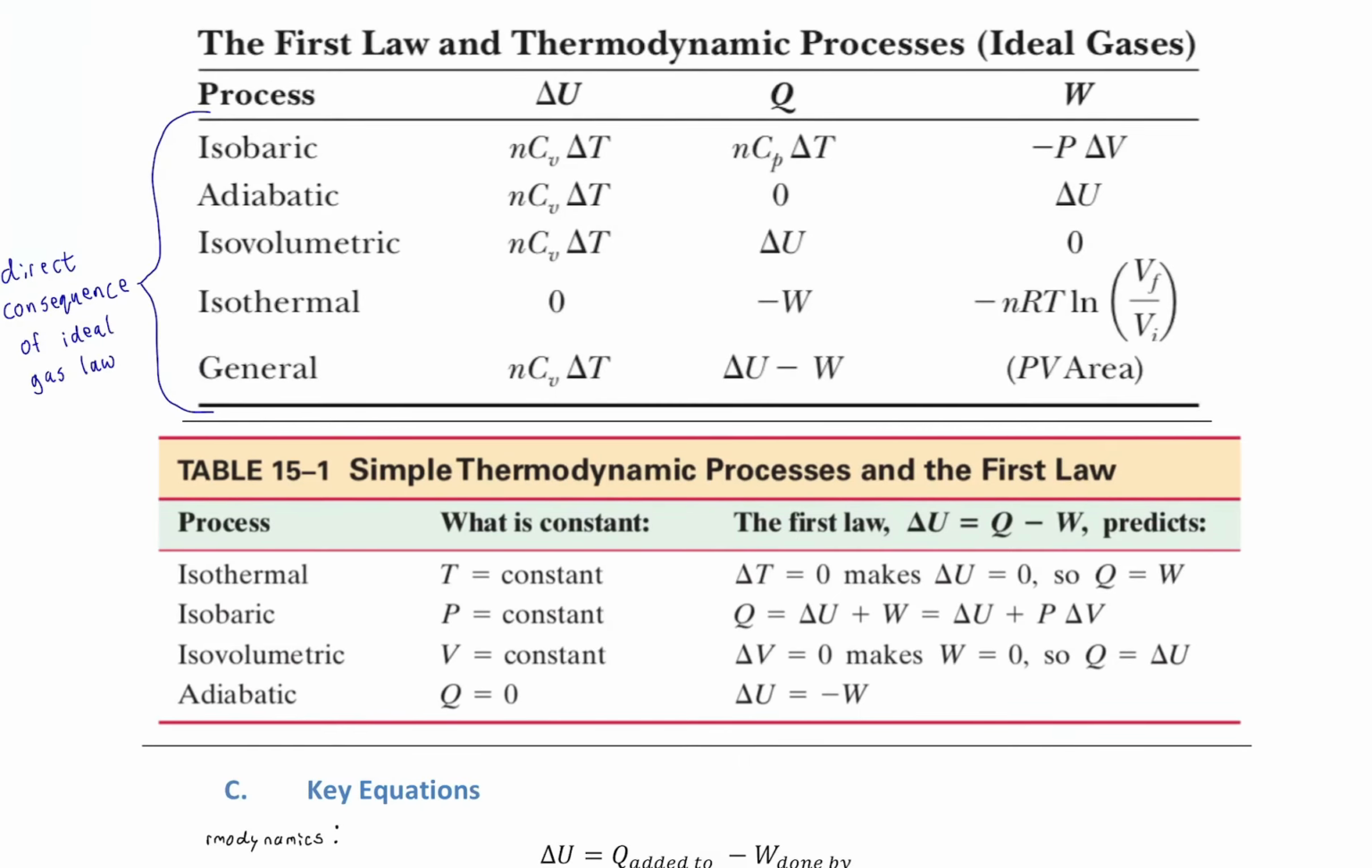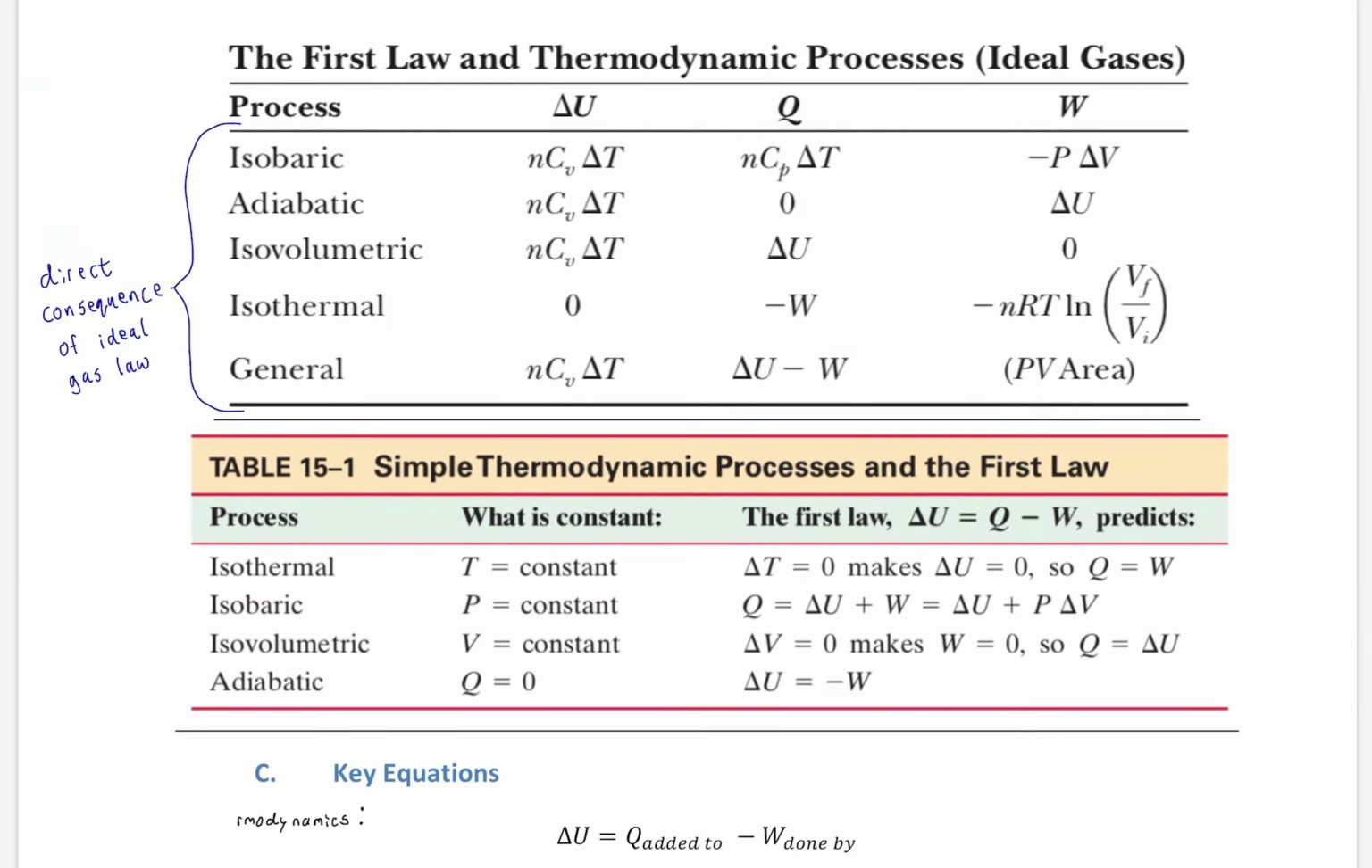So first of all, I'll zoom out just a tad, okay? This first one is labeled the first law of thermodynamic processes for ideal gases. That's great that it specifies ideal gases, but all of my examples will be ideal gases. So you can be confident that every time you see a thermodynamic process, or a heat engine, which we'll discuss in the next lecture video, it's always going to be an ideal gas. Okay, and here are the processes: the isobaric, the adiabatic, isovolumetric, isothermal, and then just general.